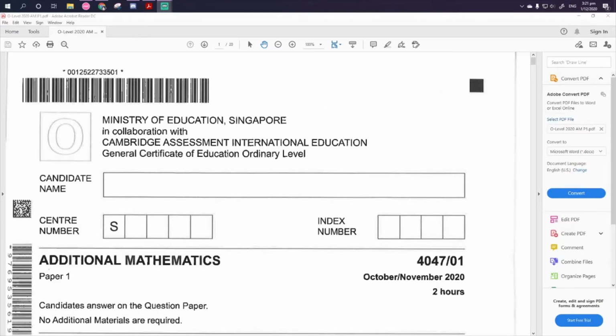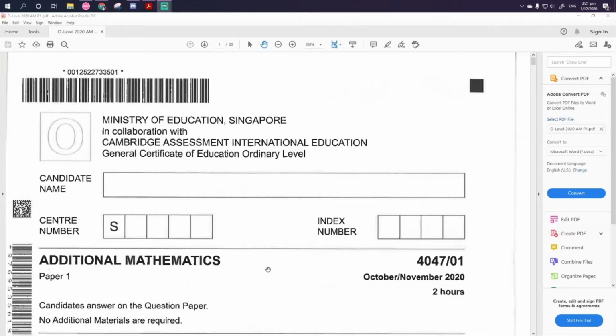Alright everyone, today I will be going through the solutions for the 2020 O-Level A-Math Paper 1. Now, I can say that as one of my school's top math students, speaking from the perspective of an average student, this is a pretty tricky paper. And paper 2 was also very tricky.